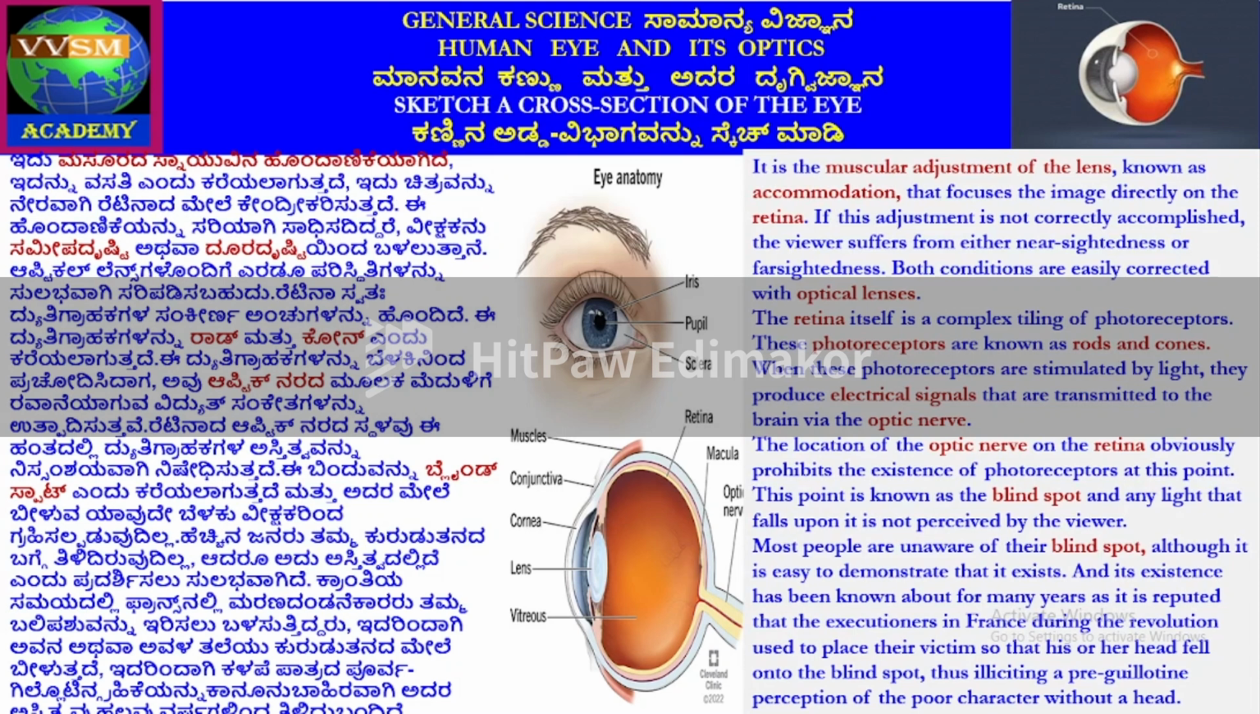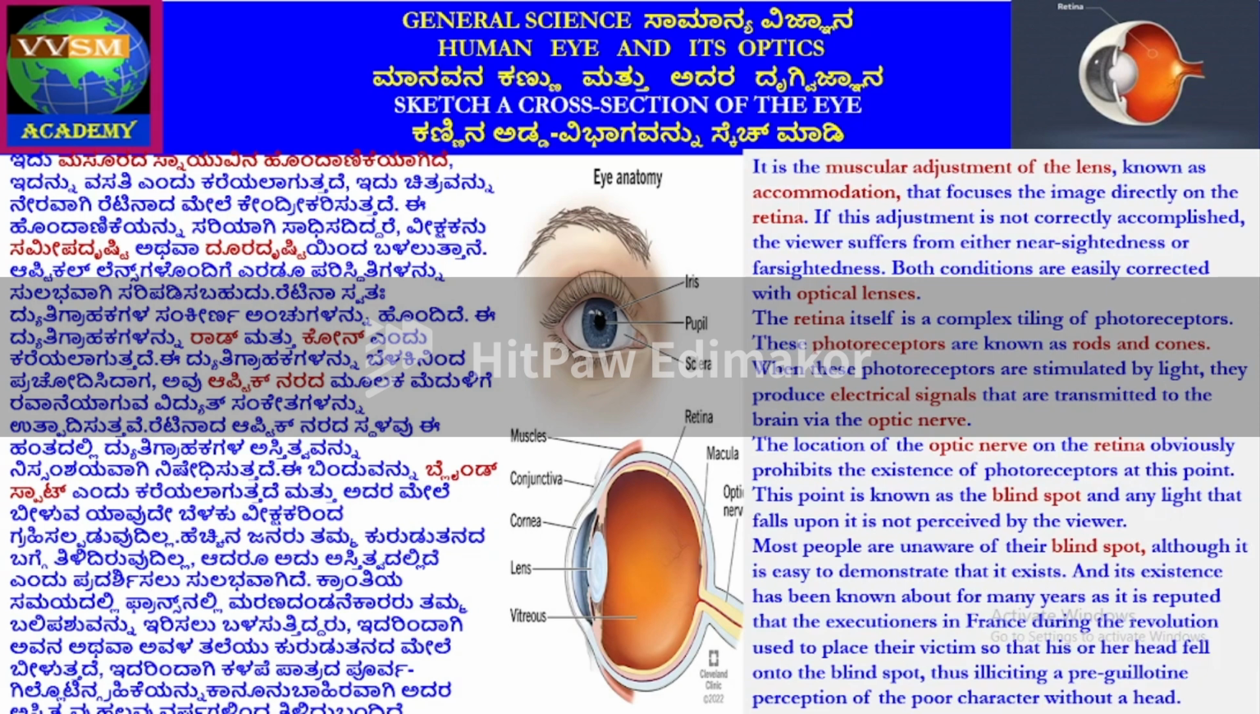It is the muscular adjustment of the lens known as accommodation that focuses the image directly on the retina. If the adjustment is not correctly accomplished, the viewer suffers from either nearsightedness or farsightedness. Both conditions are easily corrected with optical lenses.